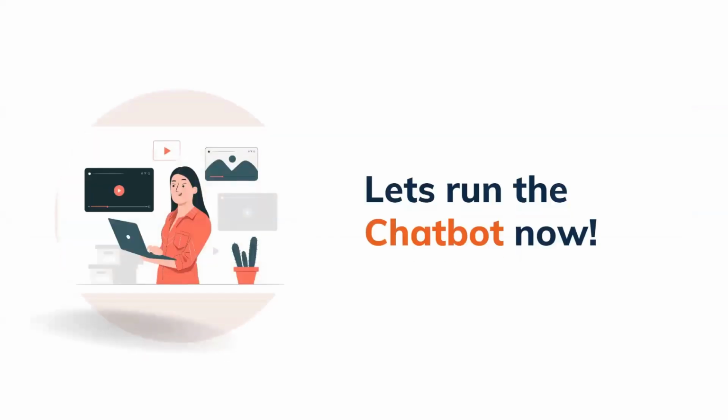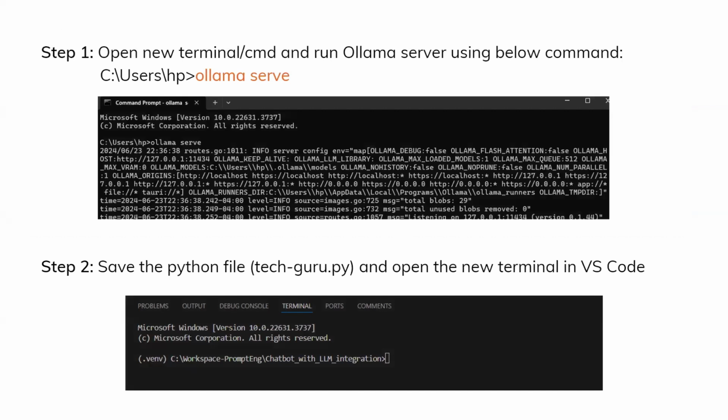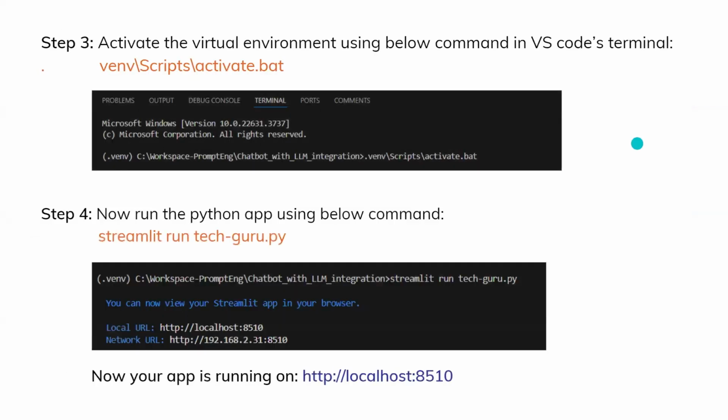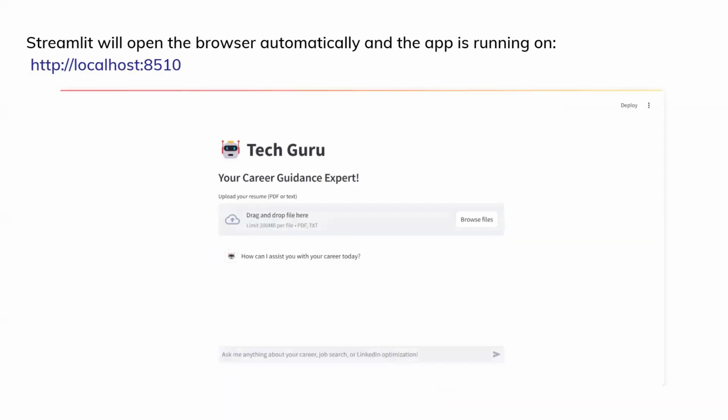Now let's run our chatbot. Firstly, open a command prompt and start running the Ollama server using the command ollama serve. Then open a new terminal or command prompt in your VS Code or in the location of your project directory, and activate your virtual environment using this command. And then you can run your Python app using the command streamlit run checkguru.py. Now your app is running on localhost 8510, and it will start automatically in your browser.